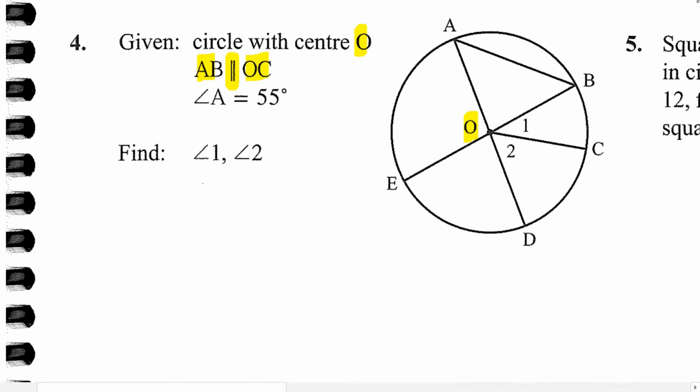So let's take a look at the side AB. Here's AB. And the side OC, those two lines there, they may not look like it, but they are parallel. So that will open up to a few more properties. And angle A is 55 degrees, so you would put 55 degrees right here in that corner. Okay, so let's go ahead and find angles 1 and angle 2.